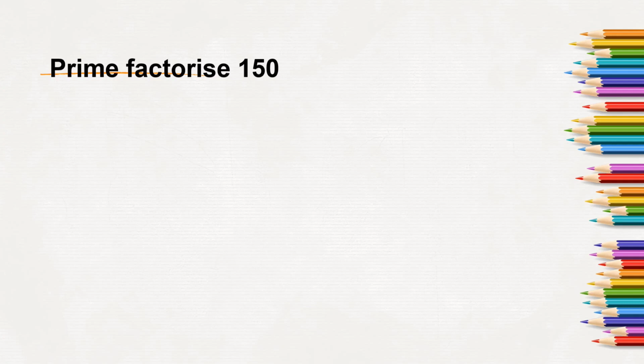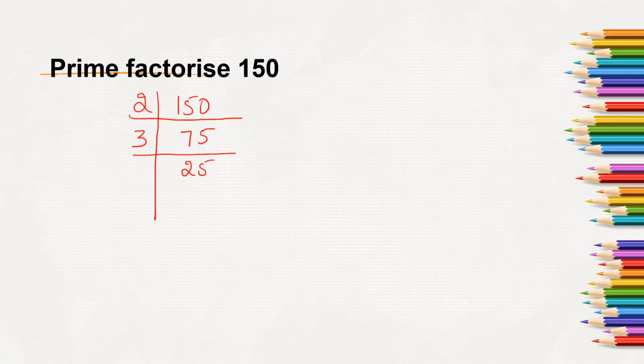Prime factorize 150. So we will divide 150 by 2, the smallest prime number. 2, 75 times is 150, right? As 75 is not divisible by 2, we have to move to the next table, that is 3. 3, 25 times is 75. And again, 25 is not divisible by 3. So 25 is divisible by 5. 5 times 5 is 25. So the prime factors are 2 into 3 into 5 into 5.